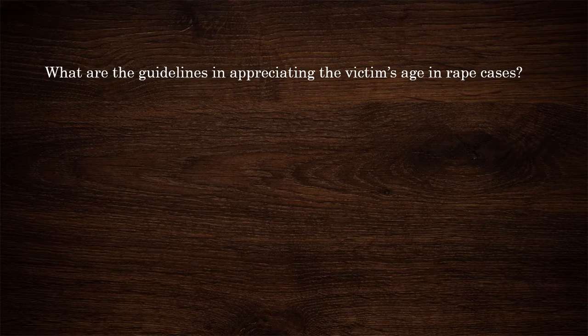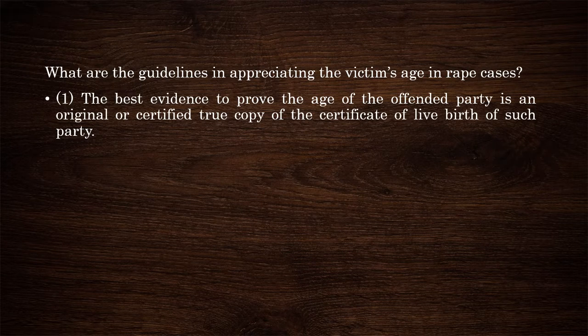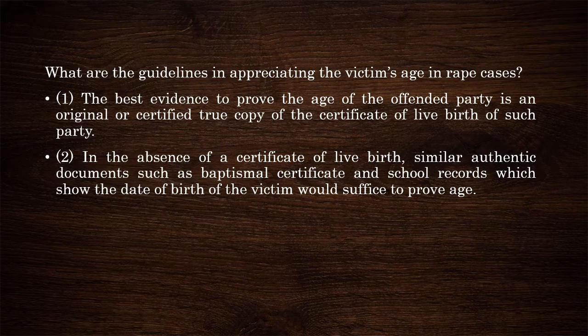What are the guidelines in appreciating the victim's age in rape cases? These are the guidelines. Number one, the best evidence to prove the age of the victim is an original or certified true copy of the certificate of live birth of the said victim. Number two, in the absence of a certificate of live birth, similar authentic documents such as baptismal certificate and school records which show the date of birth of the victim would suffice to prove age.